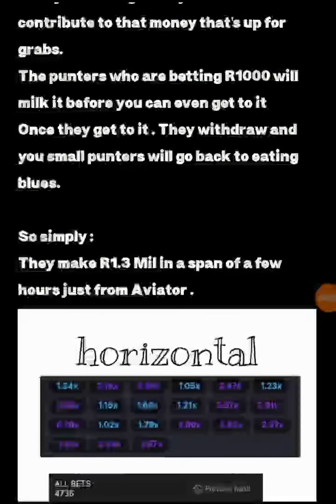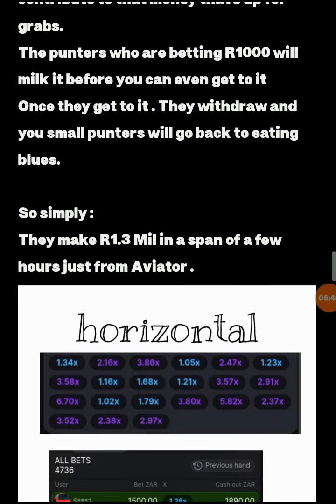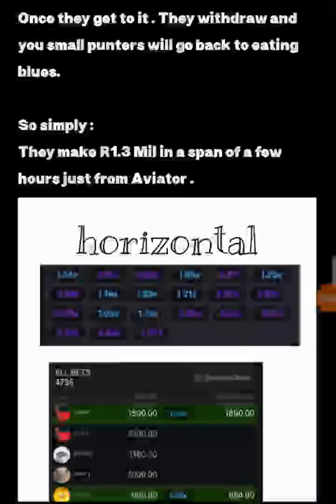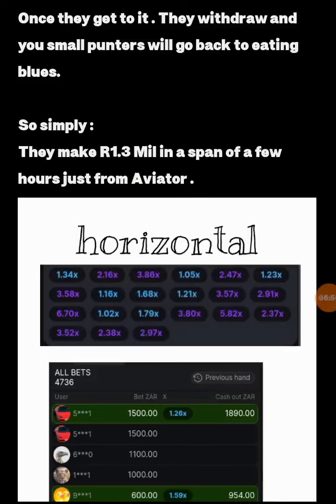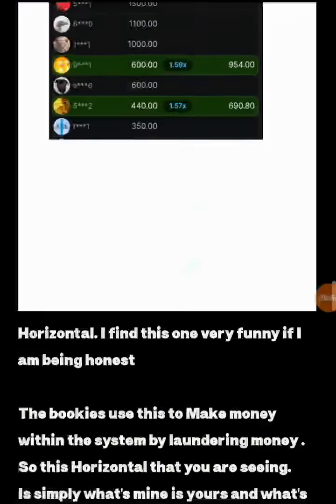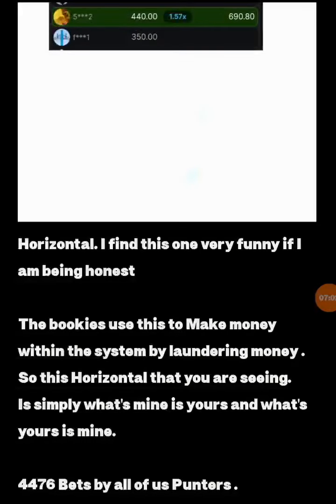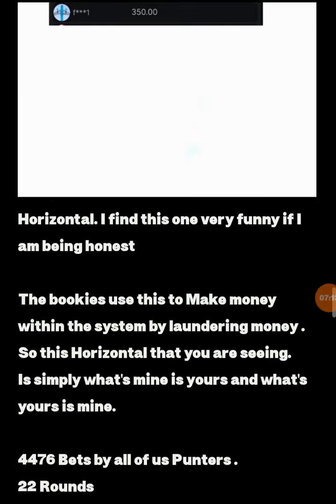So now let's move to the horizontal. I covered adjacent and I covered perpendicular. Now we are on horizontal. On horizontal, you can see it's not collecting and it's not happy. It's in between. And there's 4,736 people who are placing bets. I actually find this one very funny, if I'm being honest. The bookies use this to make money within the system by laundering money. So this horizontal that you are seeing is simply what's mine is yours and what's yours is mine.